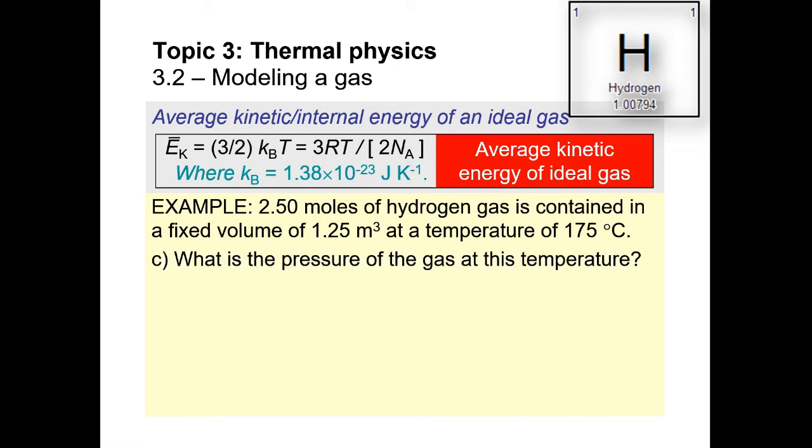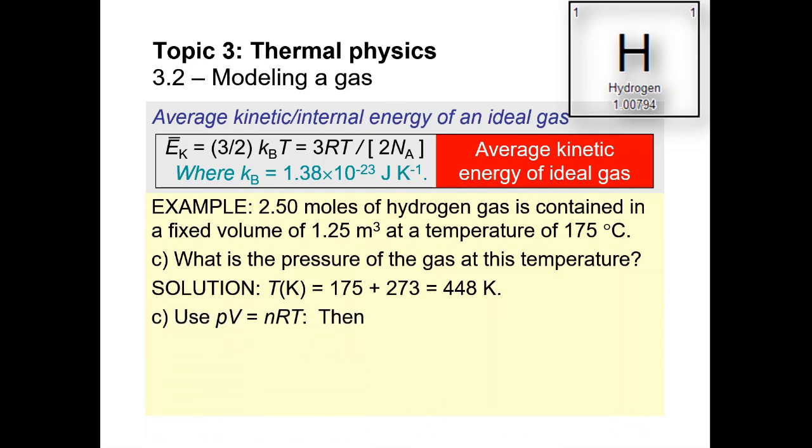C. What is the pressure of the gas at this temperature? We have converted the degrees Celsius to Kelvin. That is 175 plus 273 equals 448 Kelvin. Use the ideal gas equation, PV equals nRT. Then pressure equals nRT divided by V. The mole number is 2.5, R is 8.31, the temperature in Kelvin is 448, and divided by the volume 1.25. That gives us 7,450 Pascal.